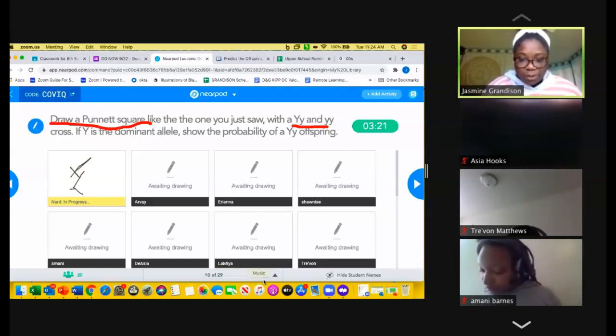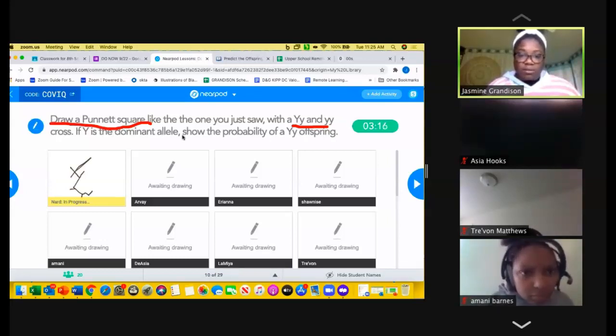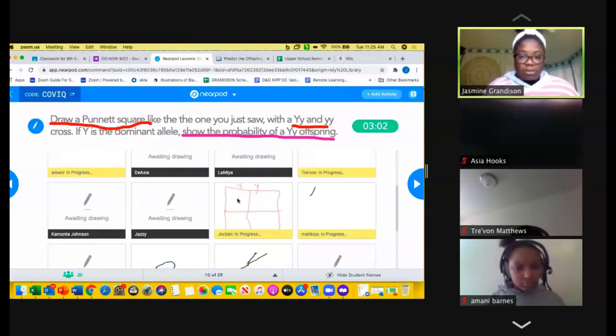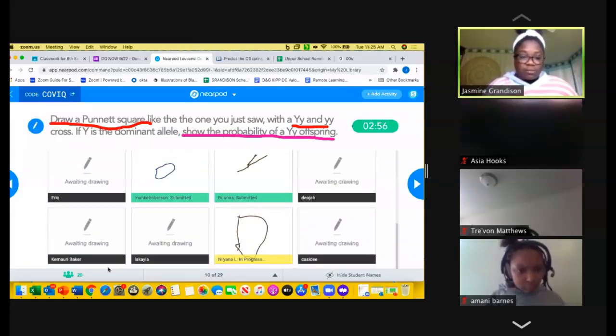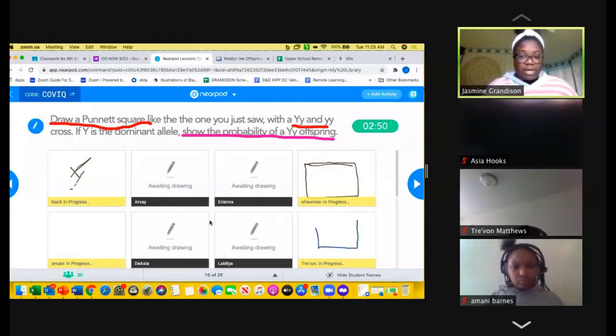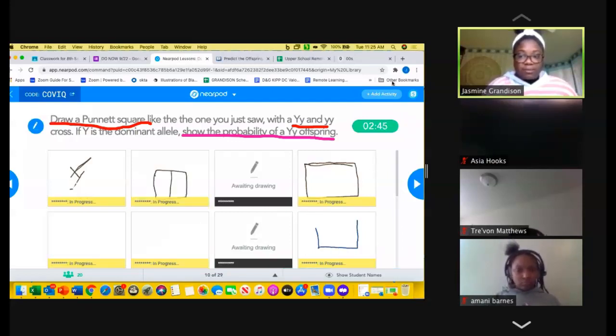I actually see other pens working. It says await and draw. So I should see Arve, Ariana, Shanice, Amani, Deasia. Okay, thank you. Kamante, Jasmine, Eric, Deasia, Kamari, Michaela, Cassidy. Most of us are drawing circles. I don't know why. It should be a box. Punnett squares is a box, not a circle.